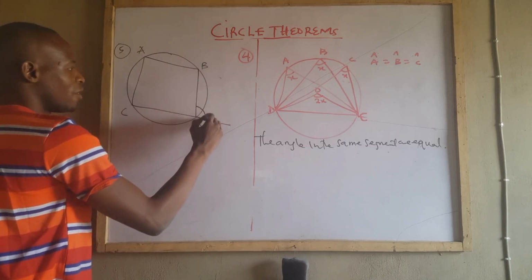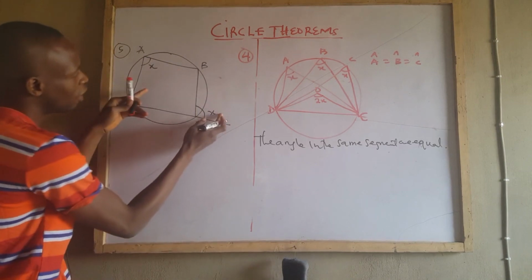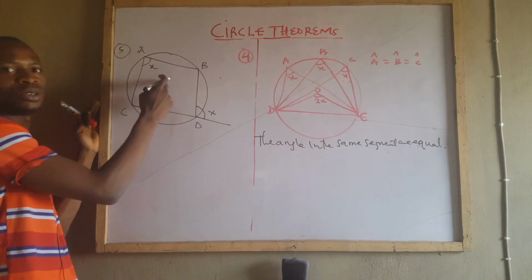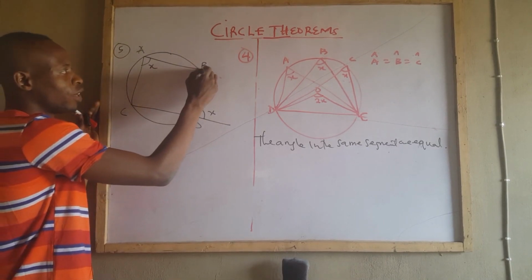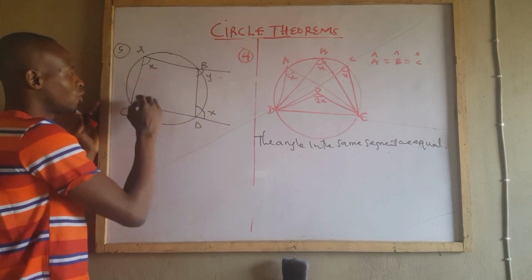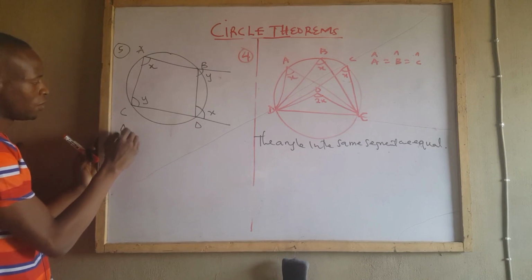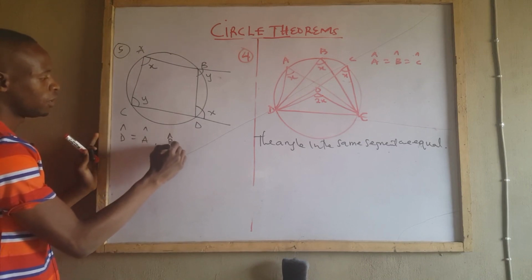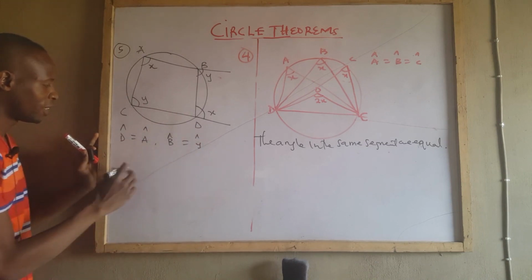So whatever angle I have here, let's say this angle is X. The angle is also what? X. That means the exterior angle of a cyclic quadrilateral is equal to the opposite interior what? Angle. So if this is X, this is also X. And if there is another extension here as well, if this is Y, this is also going to be what? Y. Okay, so that means we have angle D equals angle A, and also angle B equals what? Angle Y.